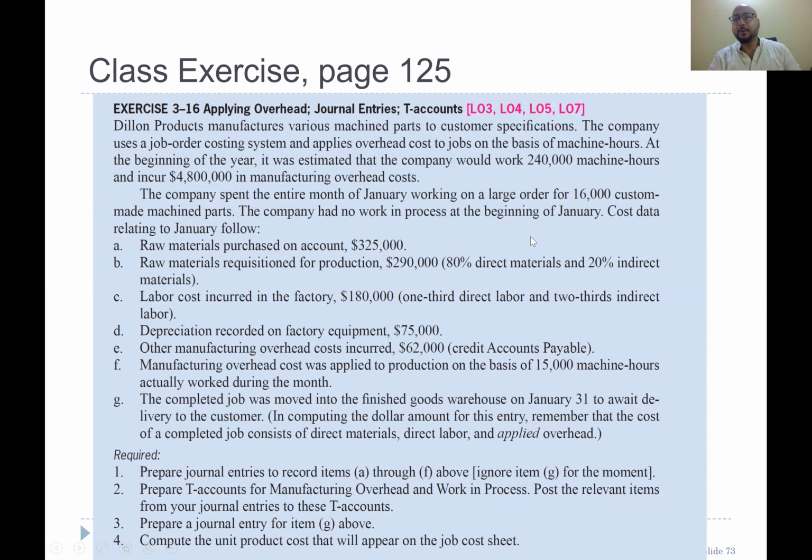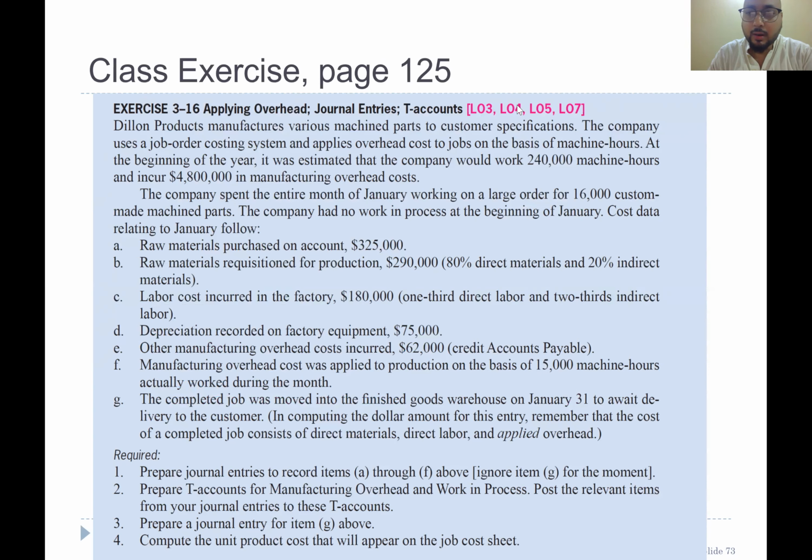So if you understand all this, now it's time for you to have the breakout room activity. So all the knowledge, all the things that we just talked about, prepare journal entries, post them into the T accounts. And then at the end, you compute the product cost. Product cost is direct material, direct labor, and manufacturing overhead divided by number of units. That's it. So just take a picture here, and I am going to set up the breakout room activity.